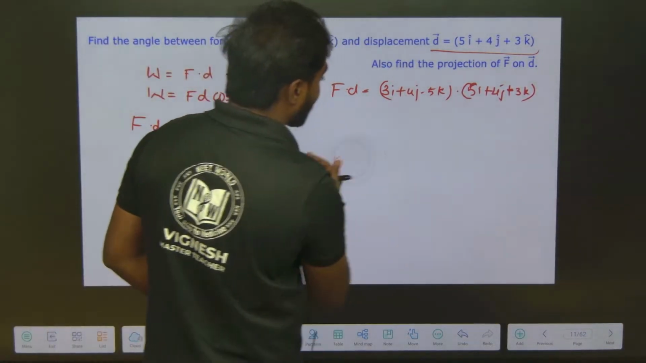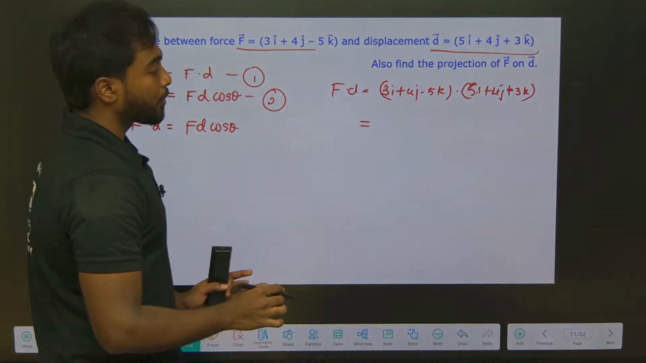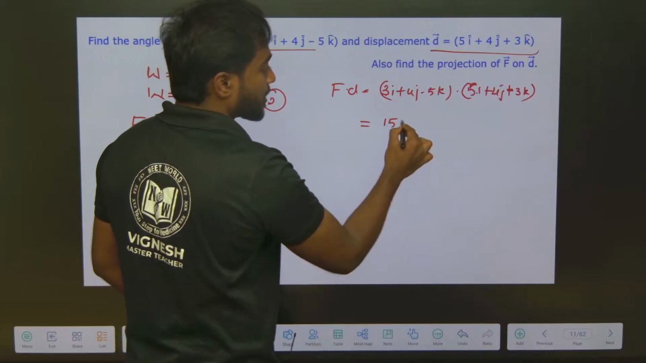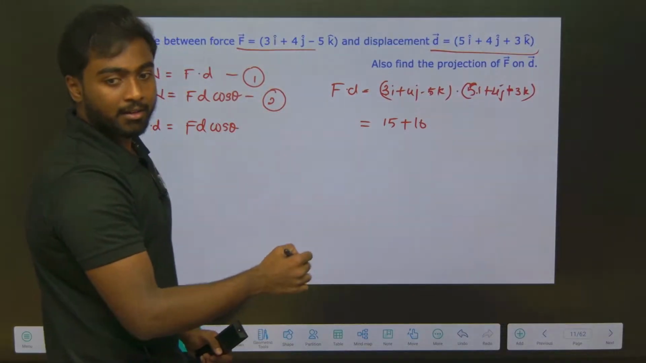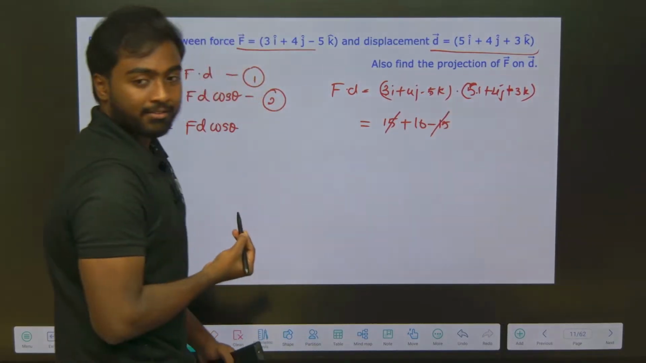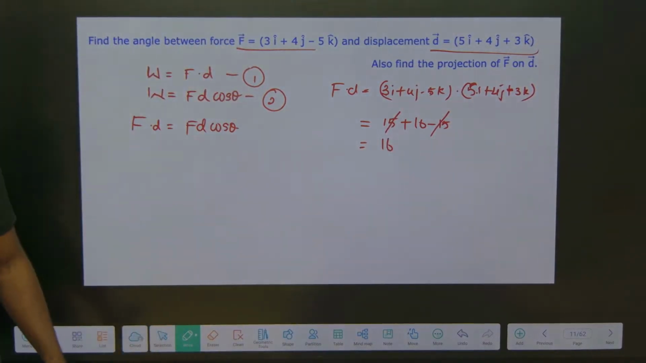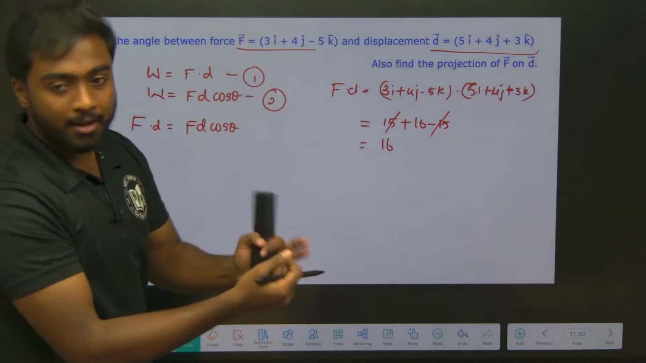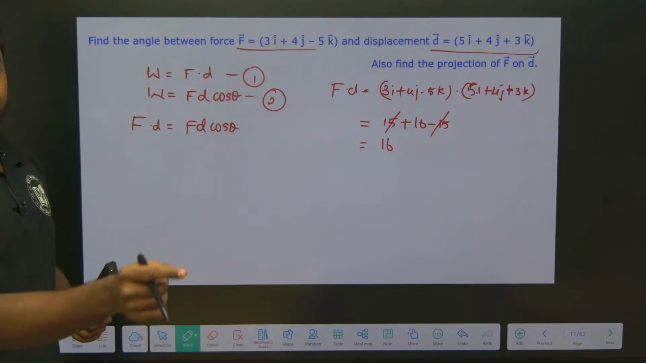So directly we can apply that 3i and 5i: 3 into 5 is 15, 4 into 4 is 16, plus minus 5 into 3 is minus 15. So 15 and minus 15 get cancelled off, and I can say it is 16. Now I need to find what F is separately and what D is separately. This is in vector form, and I need only the magnitude.